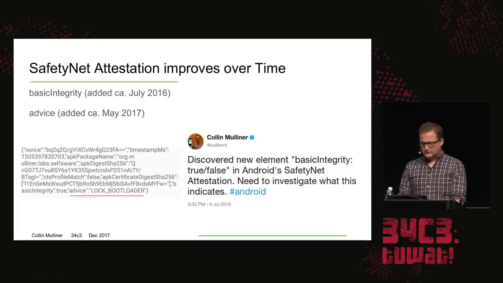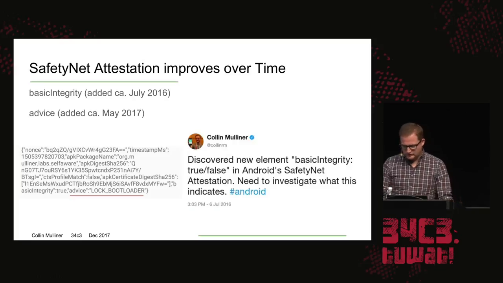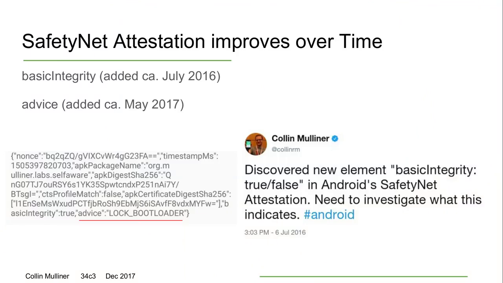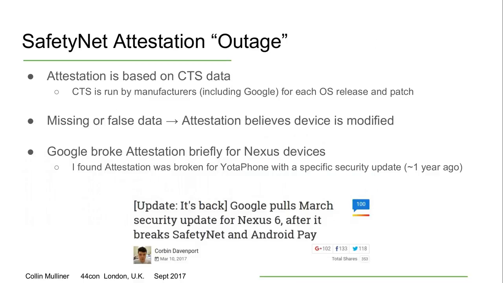So I made some observations over time. Basic integrity was just introduced in July 2016. Suddenly I found this, and I was like, hey, does anybody know? Because this is not really documented. And then again, in I guess May this year, they added this advice field that will tell you about your bootloader, or please reflash your device because we determined your device was tampered. So that was kind of interesting. Now there's also a mailing list where you can subscribe, and they will tell you about new features. But the website will still not be updated in a timely way at all.